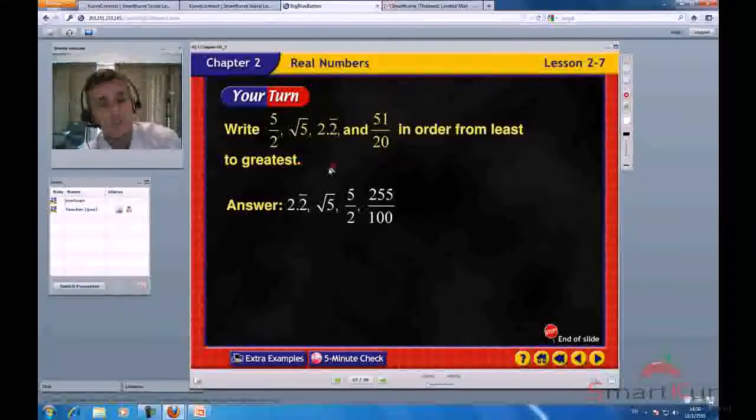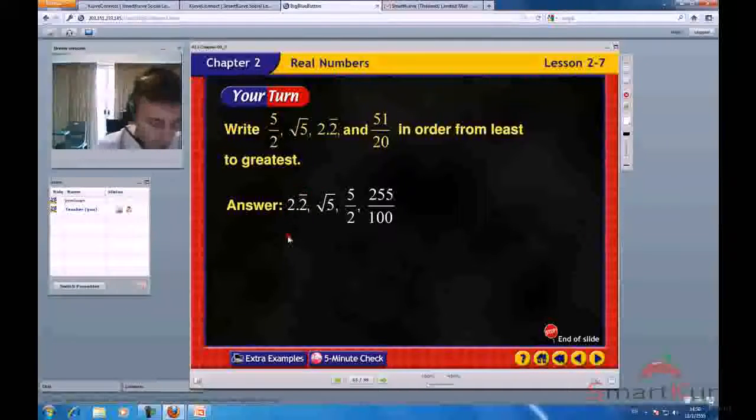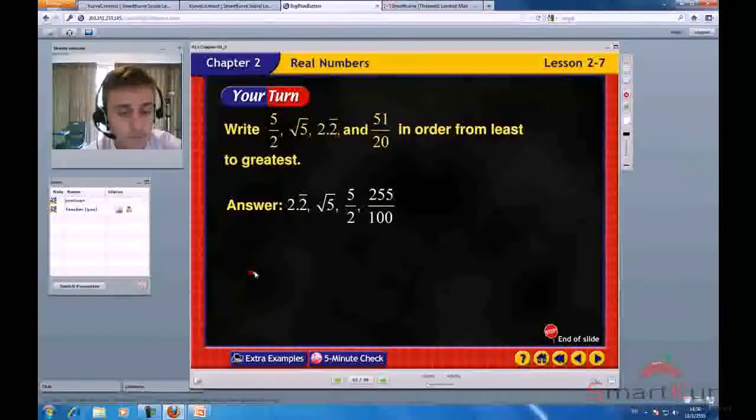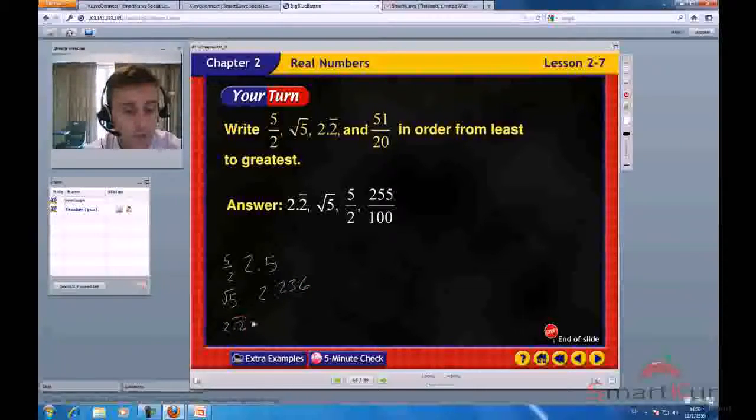Write 5/2, √5, 2.2 repeating, and 51/20 in order from least to greatest. First, we're going to make all of them into decimals. 5 divided by 2 is 2.5. √5 is 2.236. 2.2 with that repeating sign is 2.222. And 51 divided by 20 is 2.55.